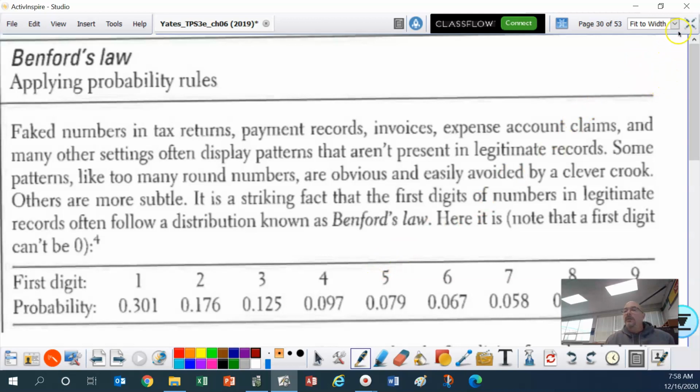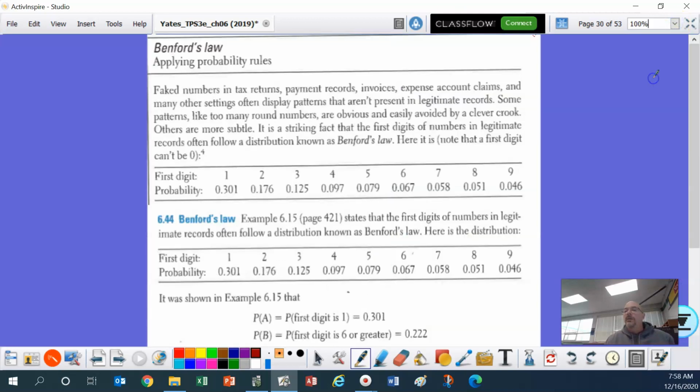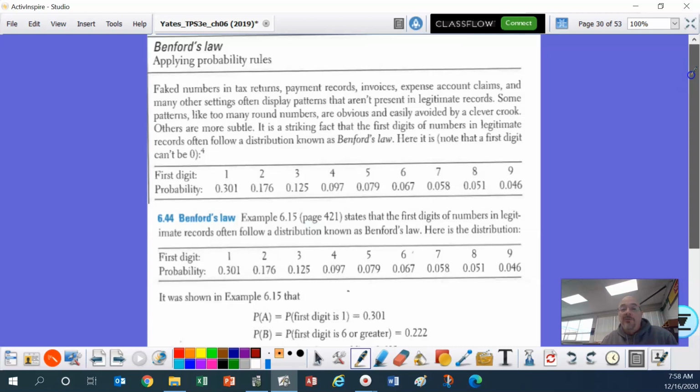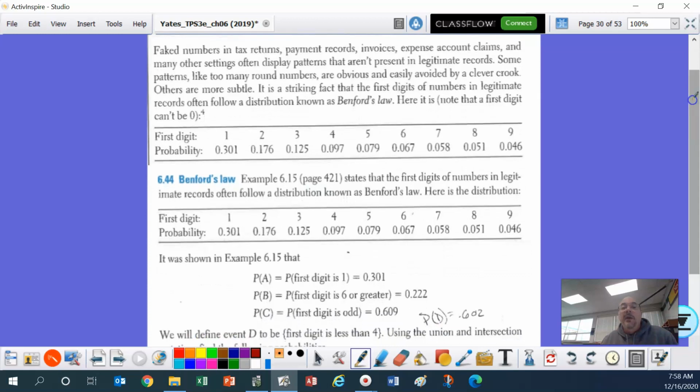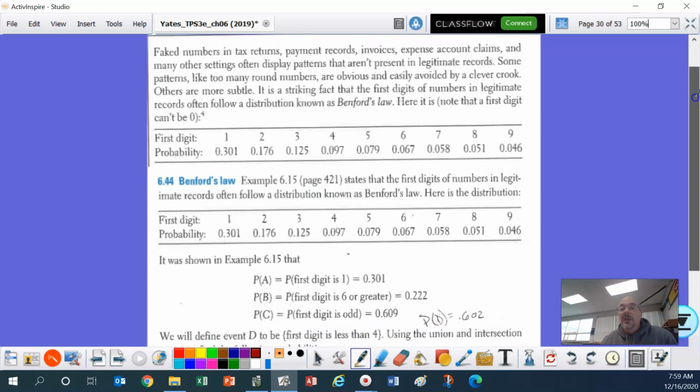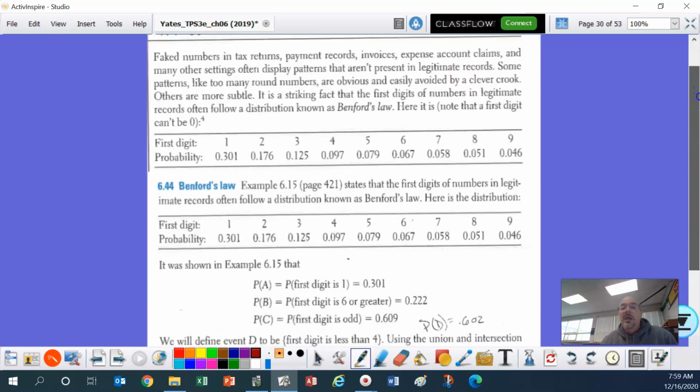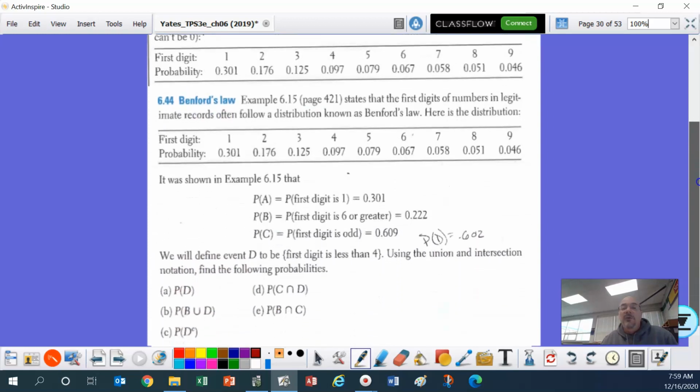All right. Now, in your book, ladies and gentlemen, I'm going to shrink this a little bit. In your book, there's this interesting thing called Benford's Law. Okay, it's right above problem 44. So I'm not going to spend time in this video going over it. I want you to go to problem 44, read what it says there about fake numbers and Benford's law, and then I want you to see if you can do number 44.